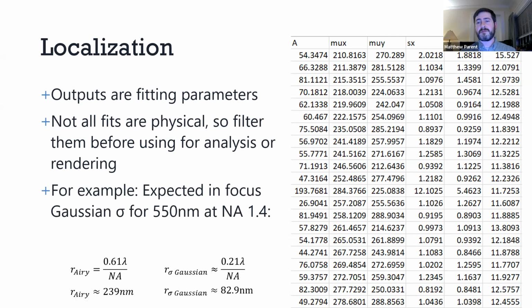So if you got something really far from that, you don't want to include it because that's really, really far from the expected value for that radius. And you're probably fitting something that isn't a point spread function, or maybe you're fitting several point spread functions in one big clump. But in any case, you wouldn't want to use that in your further analysis. So these need to be filtered out.